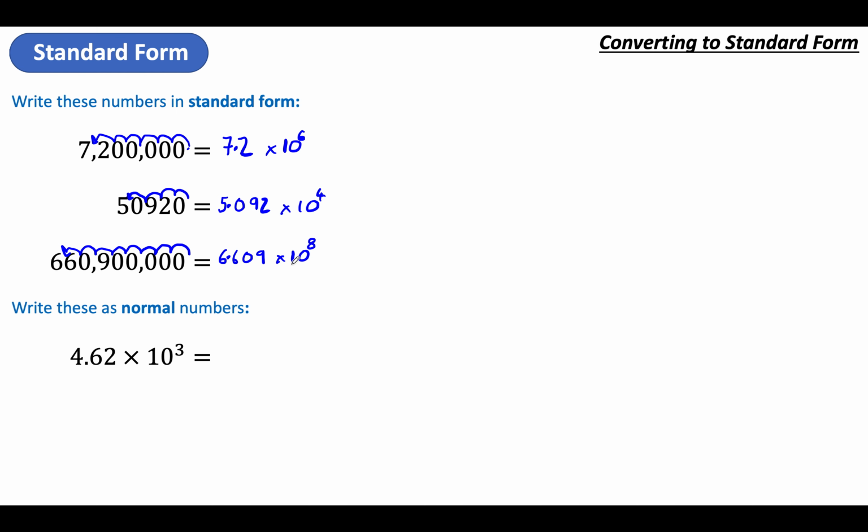What about writing things as normal numbers? You can have a turn in a second. So 4.62, but times 10 to the power 3. So it's really 3 places bigger than this, right? Now, if it jumps 1 place, it will jump that 6, so that's 1 place bigger. And then jump the 2, that's 2 places bigger. And then a 0, 3 places bigger.